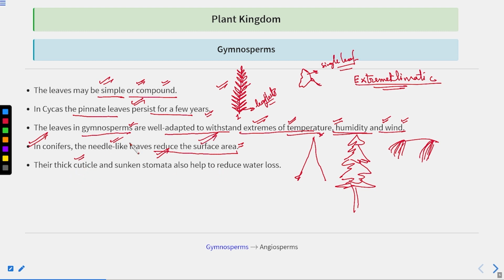Their thick cuticle and sunken stomata also help to reduce water loss. The stomata are present very deep, and that helps to reduce the water loss. They also have a thick cuticle, with deposition of waxy substance, and the cuticle is very thick, so that also minimizes water loss by transpiration. The stomata are sunken type, present deep inside the leaf. That is why they are adapted to withstand extreme climatic conditions like temperature, humidity, and wind.